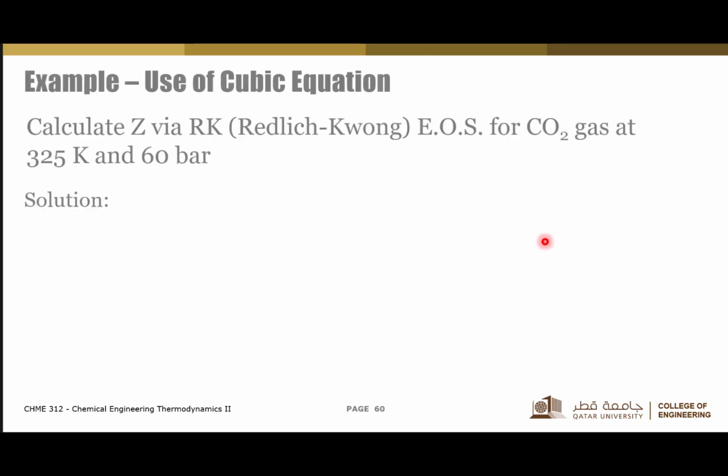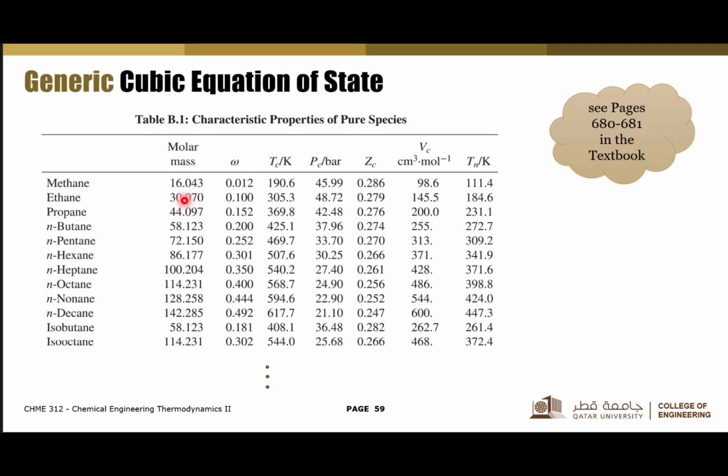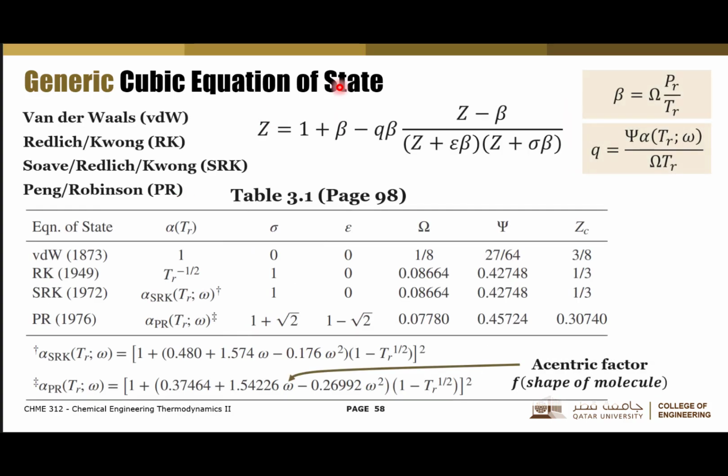All right, so here we have an example. We want to calculate Z using the RK approach for CO2 gas at 325 Kelvin and 60 bar. Actually, one more thing I wanted to mention. This equation in general is used for gases. There's another one that we're going to see that's used for liquids only.